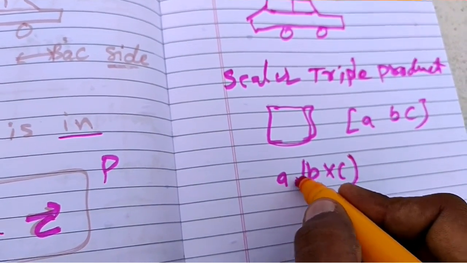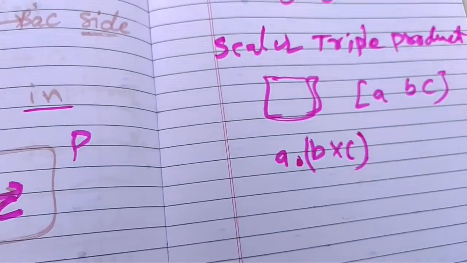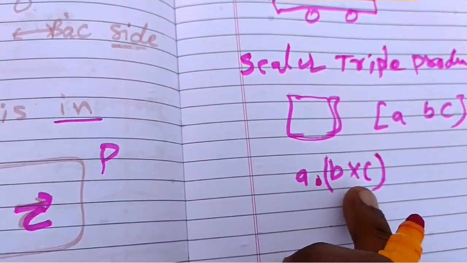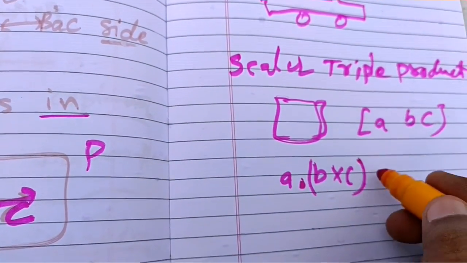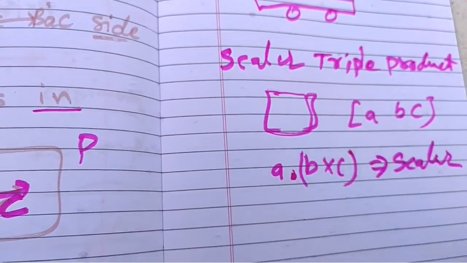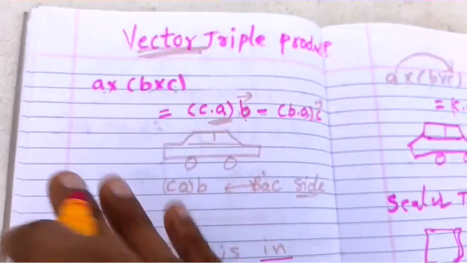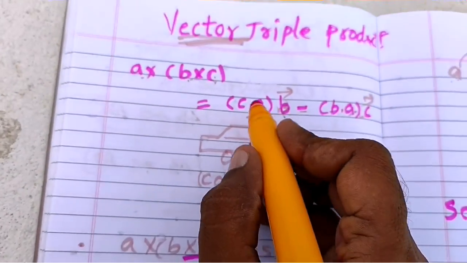A dot, take a breath, no problem, slowly, okay? You can eat samosa and come back, then say B cross C. So A dot B cross C is box A, B, C. What is this? A number, which in mathematical terms we call a scalar. Clear, guys? Whereas the vector product is not a number. It's a vector.